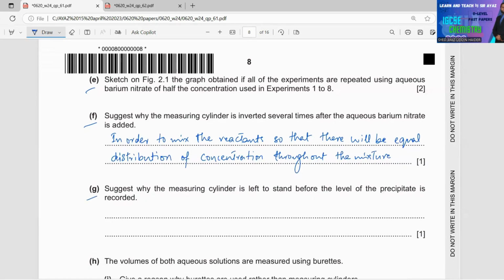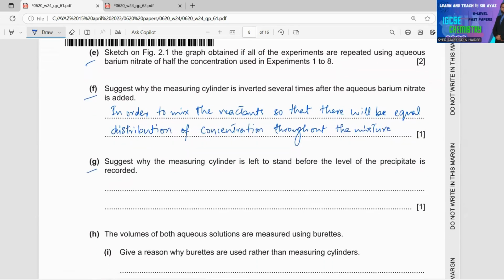Suggest why the measuring cylinder is left to stand before the level of the precipitate is recorded. The reason is that it's left to stand so that it will allow the precipitates to settle down. Precipitate will settle down.